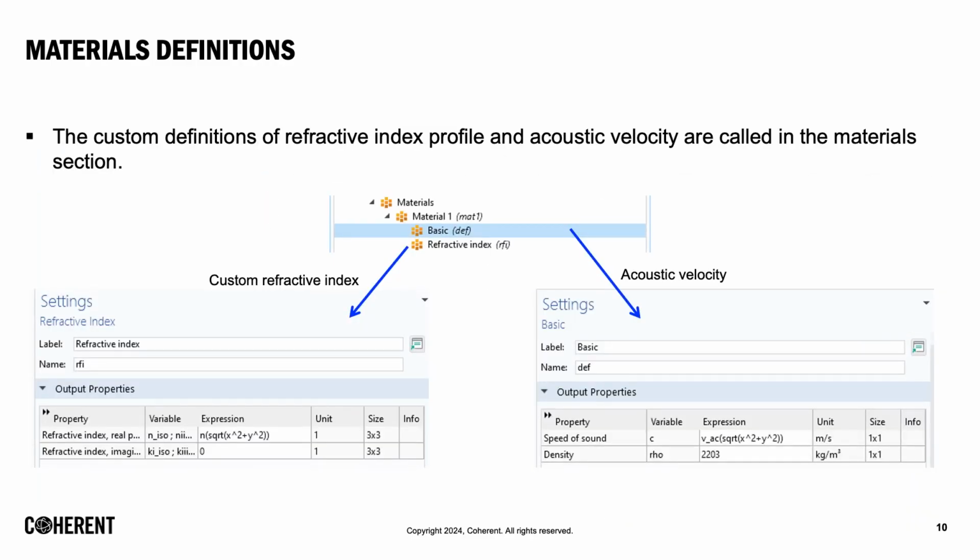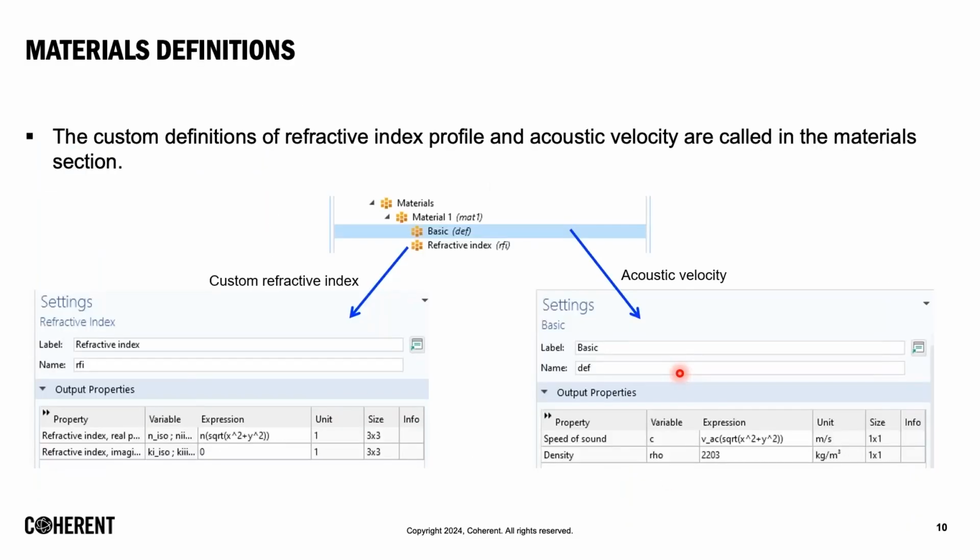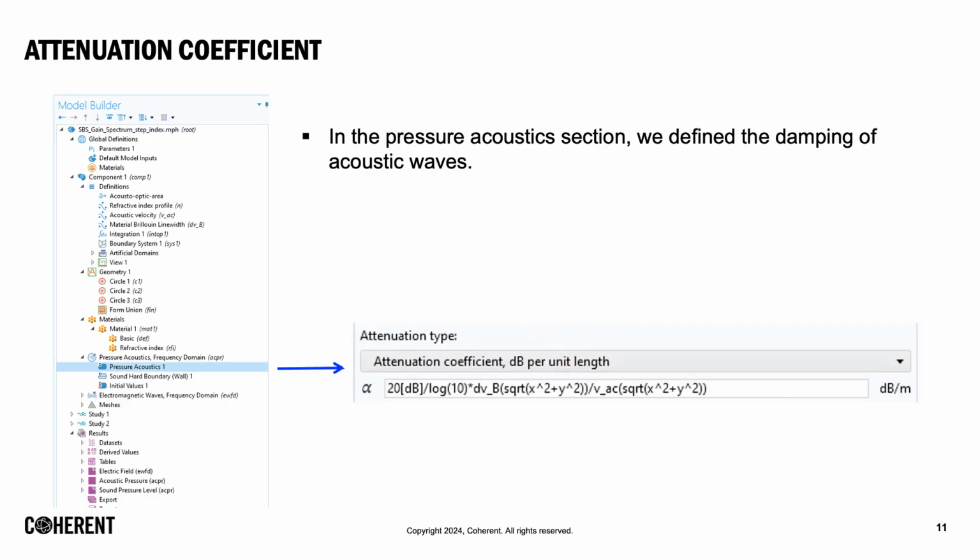So here is where we define, once we have our geometry, we have to assign a material. So the custom definitions for the refractive index and the acoustic velocity are assigned into the materials. And here is where I have this expression. This expression is for the refractive index profile that we imported. And this is for the acoustic, which is the corresponding acoustic velocity for that refractive index profile. So we just assign it here in the materials. This is an important part.